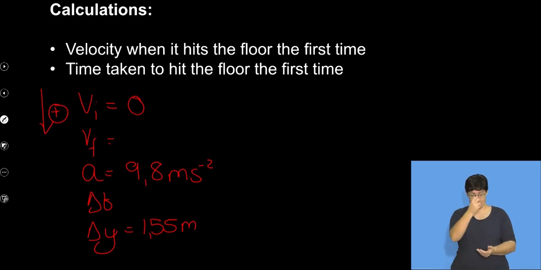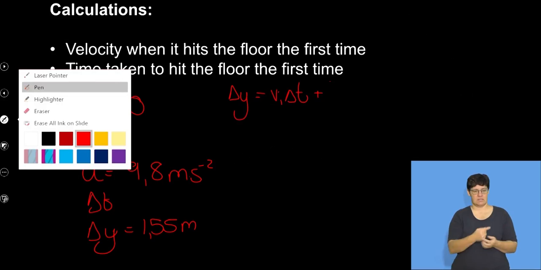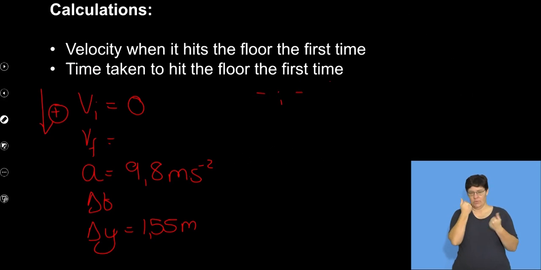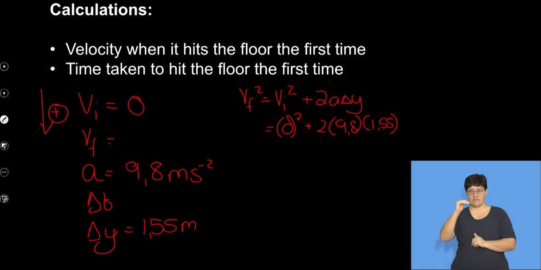Going back to our equations of motion, the best equation is delta y equals Vi delta t... no, I can't use that one. I'm lying to you because I don't actually know time, so that's not a good one. The one I'm trying to get to is Vf squared equals Vi squared plus 2a delta y, where Vi is 0. This is 2 times 9.8 times 1.55. Absolutely need my calculator.